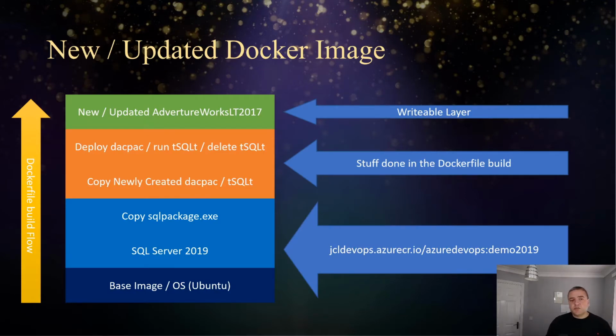So a little bit about the Docker image and how it's going to look at the end of all this. Those who are familiar with Docker and containers will know that essentially an image is a union-layered file system. So we always start with our base image, our operating system, and then anything that we want to add into it just keeps getting added to the writable layer above it. So in our case, we're going to have an Ubuntu image with SQL Server 2019.